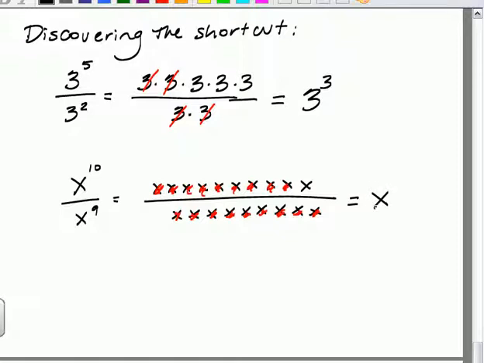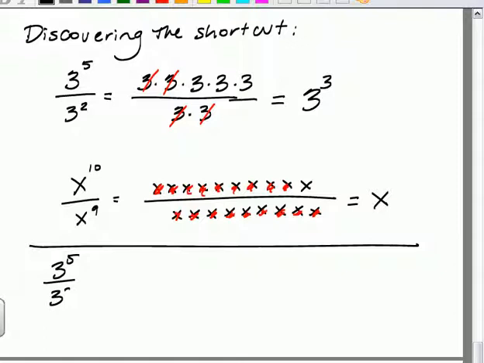So is that what we expected here? Let's see. 3 to the 5th over 3 squared. We know the answer, we figured out the long way, is 3 cubed. Did we, in fact, subtract the exponents? Well, 5 minus 2 gives you 3, so that one holds. What about x to the 10th over x to the 9th? When we're dividing same bases, we're conjecturing that we can just subtract those exponents. The answer we got when we did it the long way was x. So what do you think about that? When you subtract 10 minus 9, what do you get? You get 1, and x by itself has an implied 1.